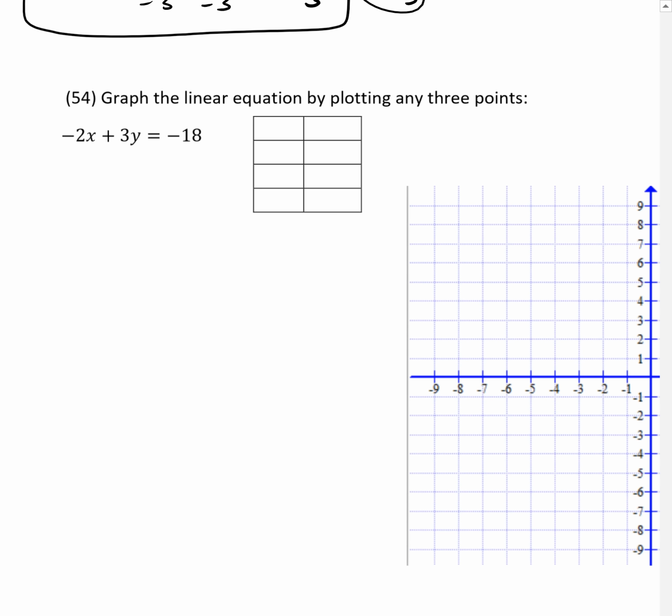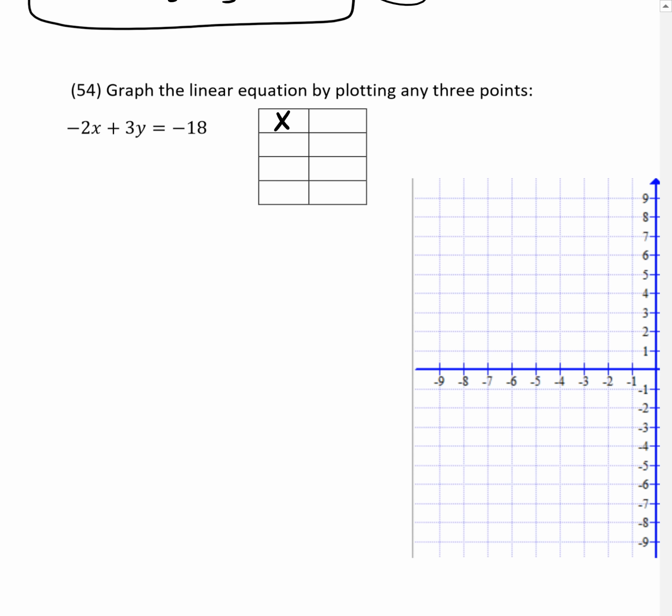You've got negative 2x plus 3y equals negative 18. Oh, I forgot to put x and y here. I guess that's unspoken. And you can choose any x you want or any y you want. It's up to you guys. It doesn't matter. I always like 0, though. That's my favorite. 0. And then you can pick, I don't know, 1?